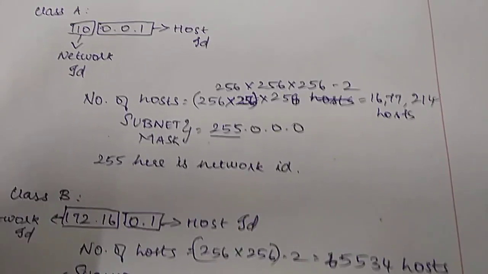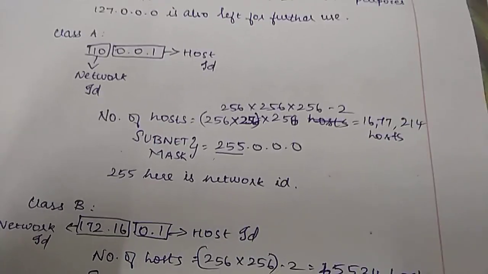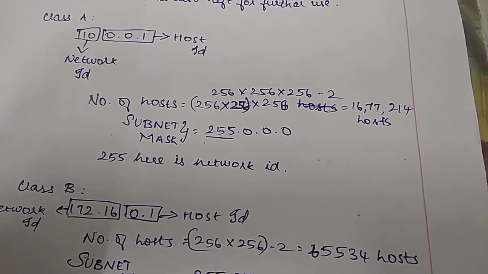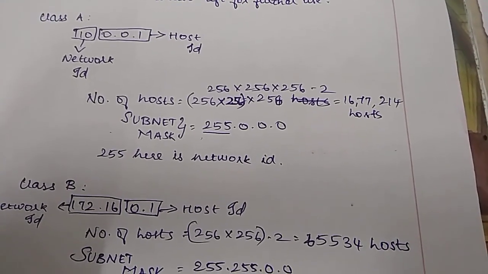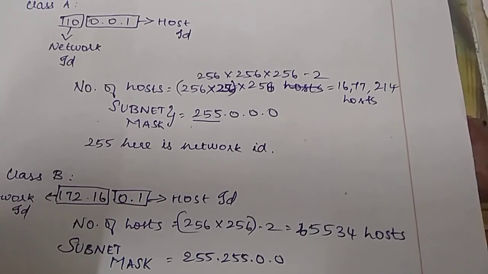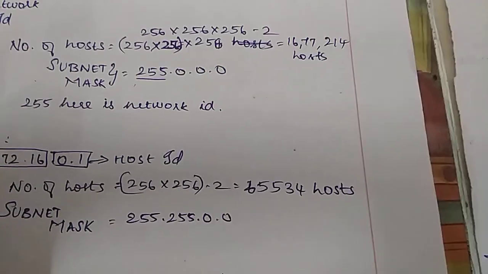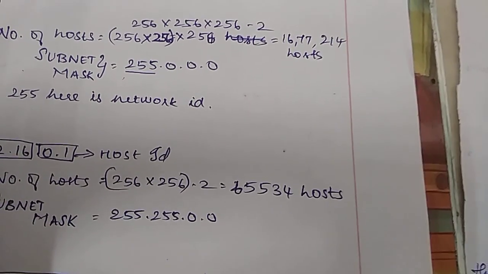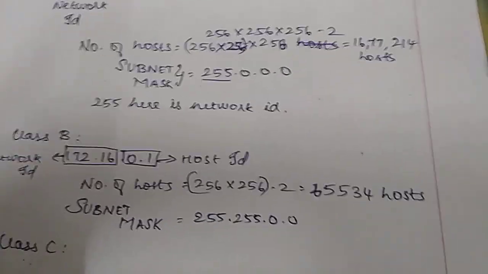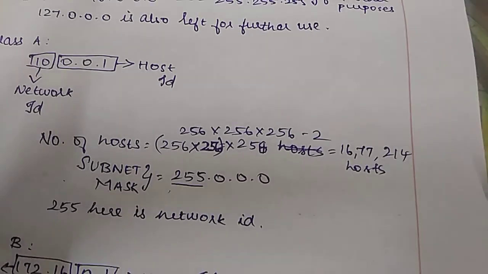We can see the number of hosts which could connect in Class A. We have to multiply 256 3 times and minus 2. This is because there are 3 host IDs. So we multiply 256 3 times, and this minus 2 takes place because of the network ID and the broadcast address. What is broadcast address? The broadcast address is the last address of a network, and if we send a message to the broadcast address, it will send the message to all possible hosts in the network. So we could not use network ID and broadcast address. So we do minus 2.